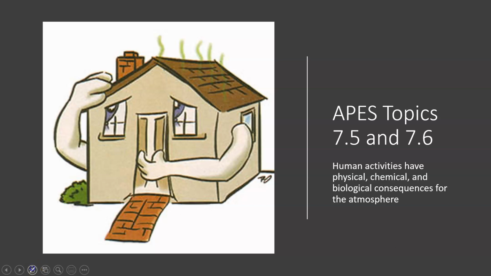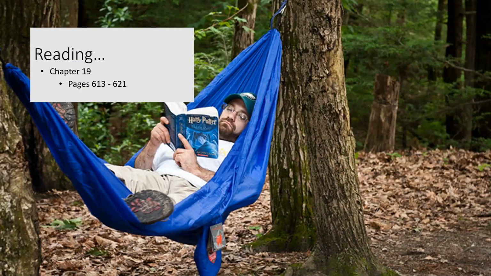Here we are again, and we're going to delve into topic 7.5 and 7.6. 7.5 is indoor air pollution, hence the picture here, and topic 7.6 are things that we can do to reduce air pollutants. All right, the reading to accompany this is pages 613 through 621.